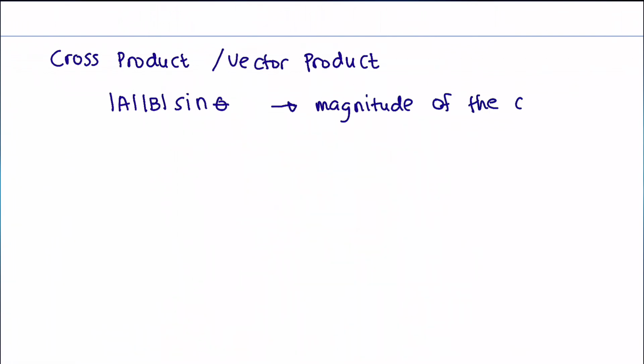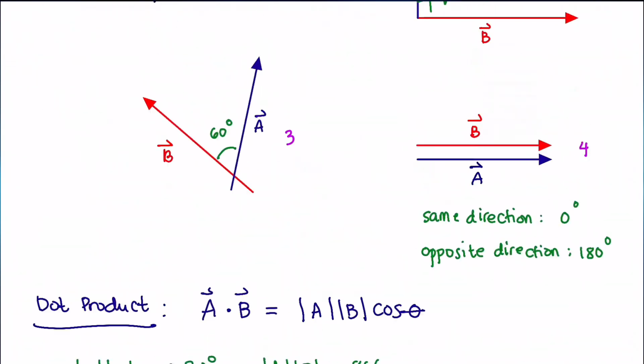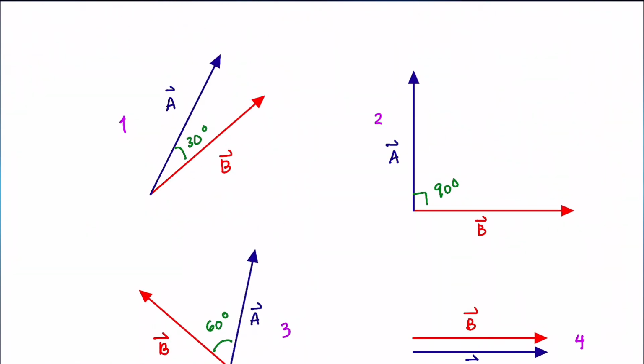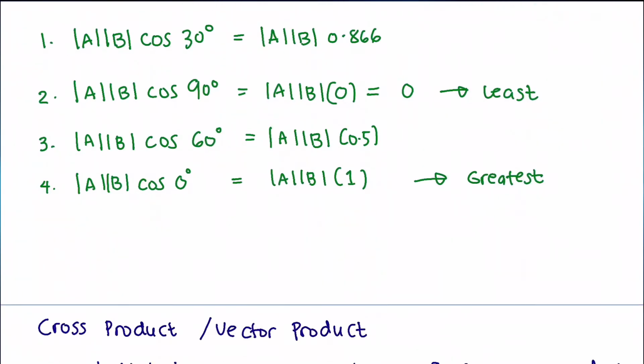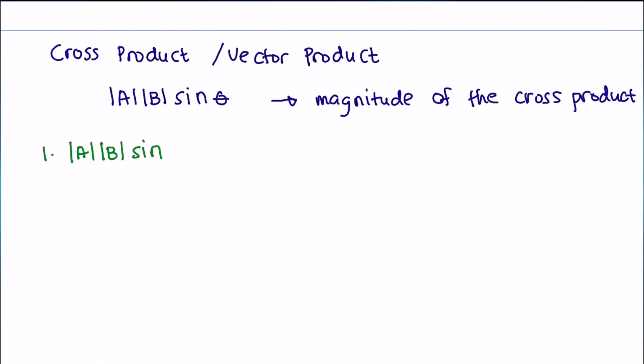So again, this gives us the magnitude of the cross product. To identify which case will give us the greatest magnitude, we just have to apply this law. So now let us look into the 4 cases. For case number 1, we have the magnitude of vector A multiplied by the magnitude of vector B multiplied by the sine of the angle between the two vectors. In this case, that's 30 degrees. So I will have sine of 30 degrees.